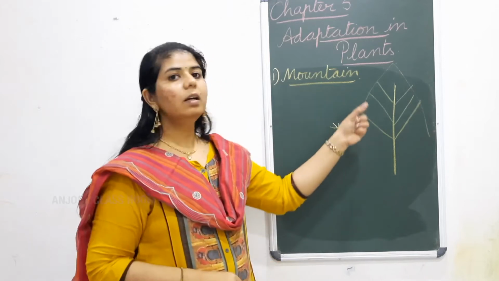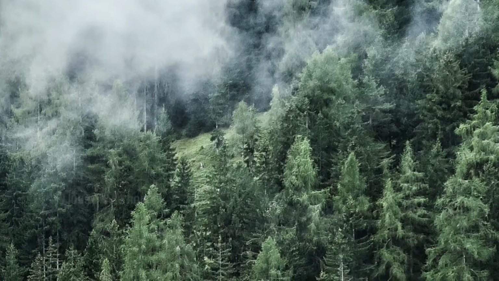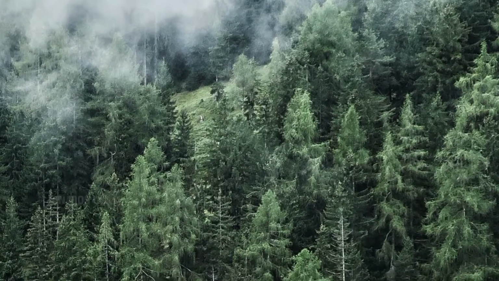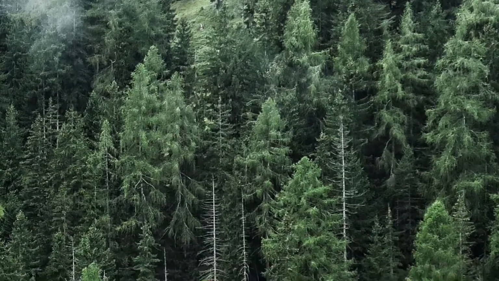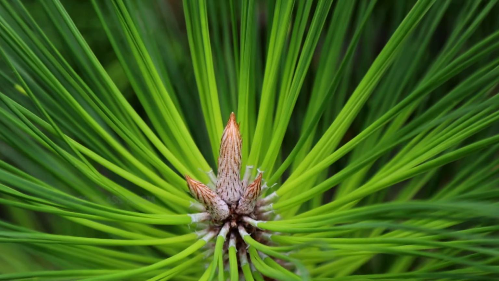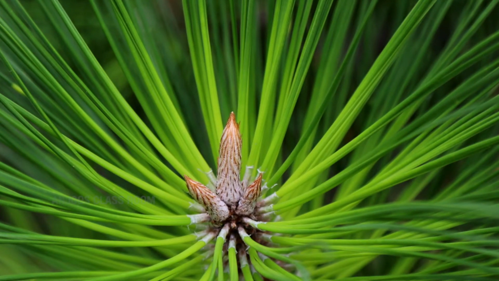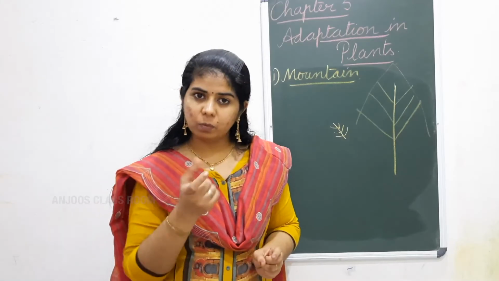So these are the features of the plants growing. That is, their plant, what is it? It will be tall, straight growing and also it will be having a conical shape. The leaves are shaped in such a way that their leaves are needle shaped. Very tiny ones. Needle shaped. It's given in your textbook, the conical. And it will be having waxy coating.